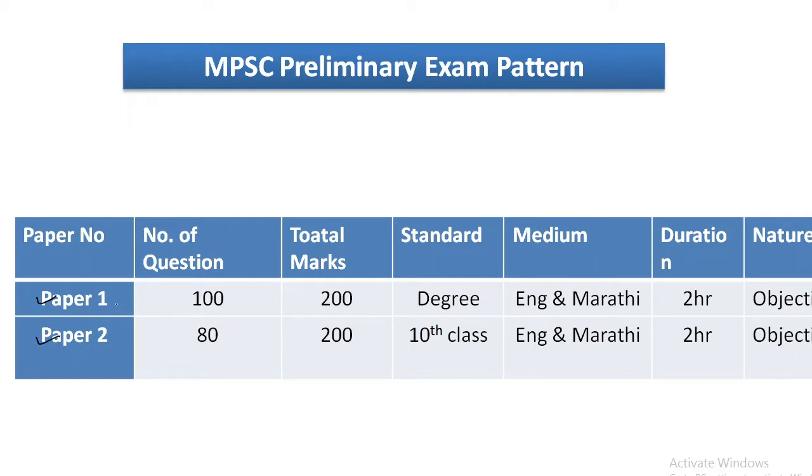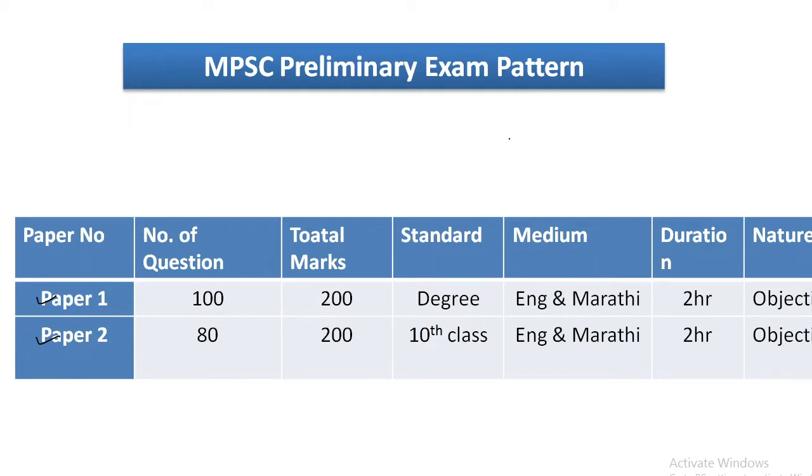Generally, paper 1 is known as the paper of general studies. In paper 1 we have 100 questions for 200 marks, and the standard of all these questions is equivalent to your degree. The medium of the prelims exam is English or Marathi. You can choose any one of them.